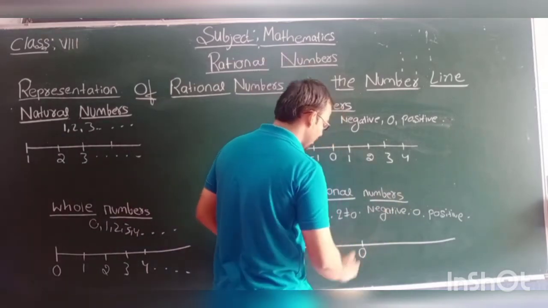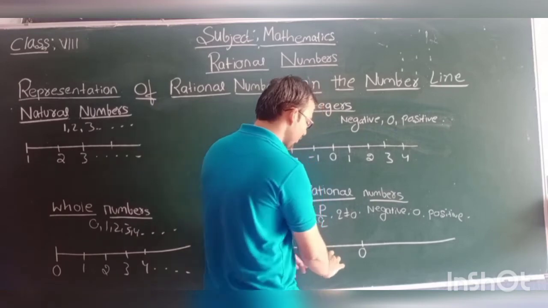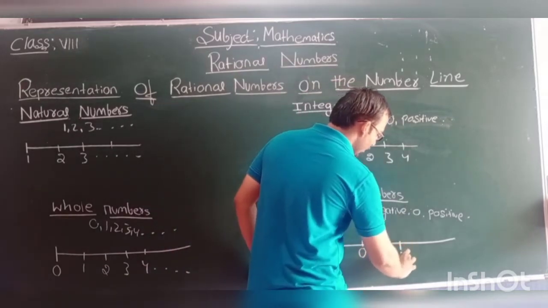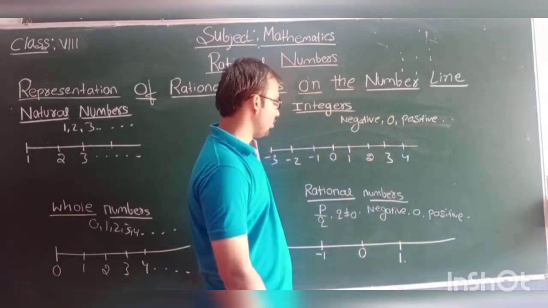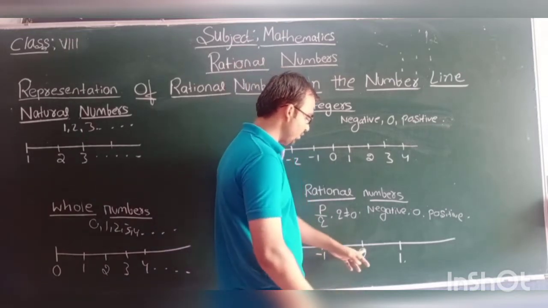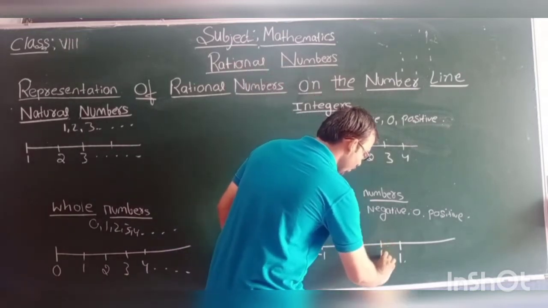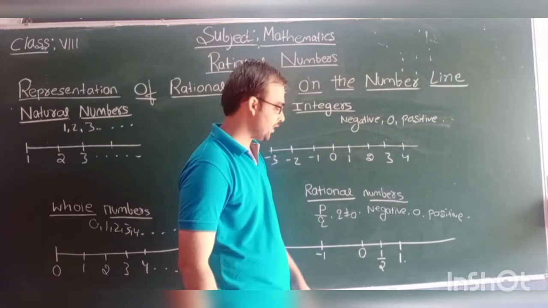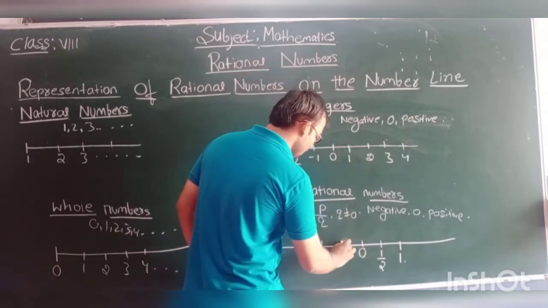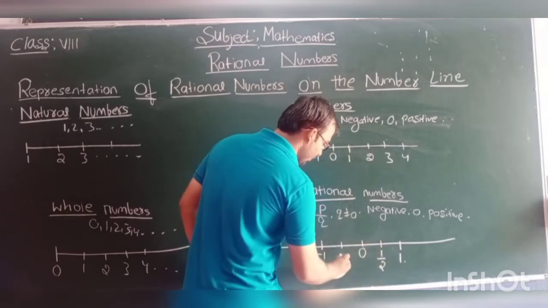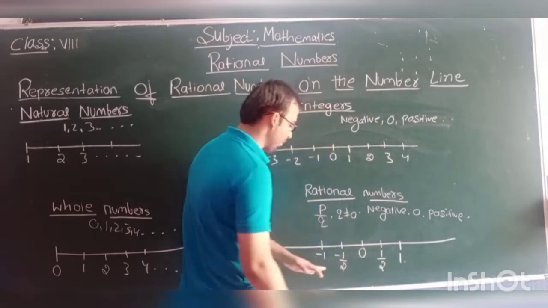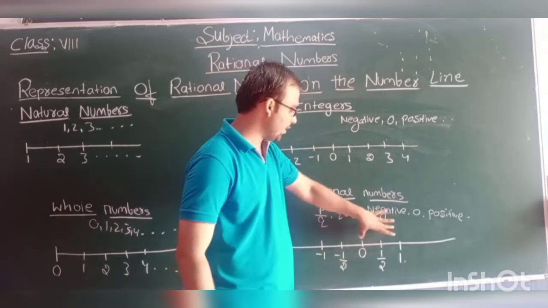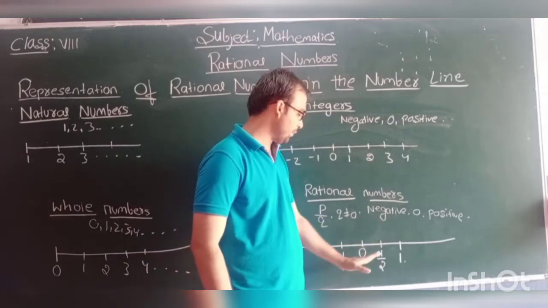Here we will write 0. Next here 1. Minus 1 is a rational number, and 1 is also a rational number. The midpoint of 0 and 1 can be represented by 1 by 2, and the midpoint of 0 and minus 1 can be represented by minus 1 by 2, as the minus sign is there. Understood?